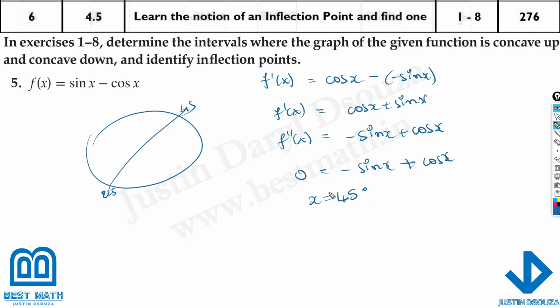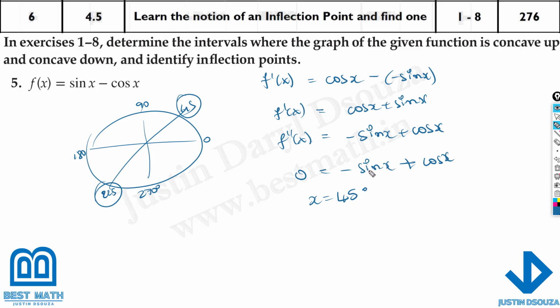Now what happens? Sine and cosine repeat. If you know the unit circle from before, it's 0, 90 degrees, 180, then 270. Over here, after 180 degrees, it will repeat itself. These are coterminal angles. So if you add 180 to 45, it's 225. Even over there, they both are equal. Sine and cosine are equal.